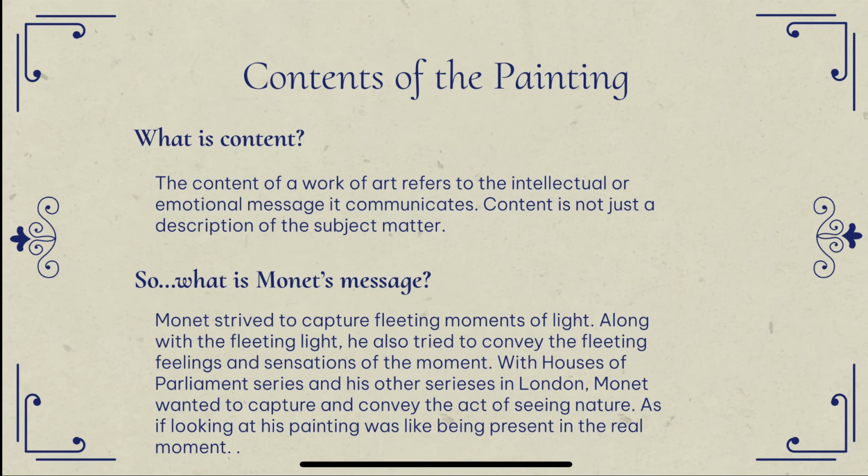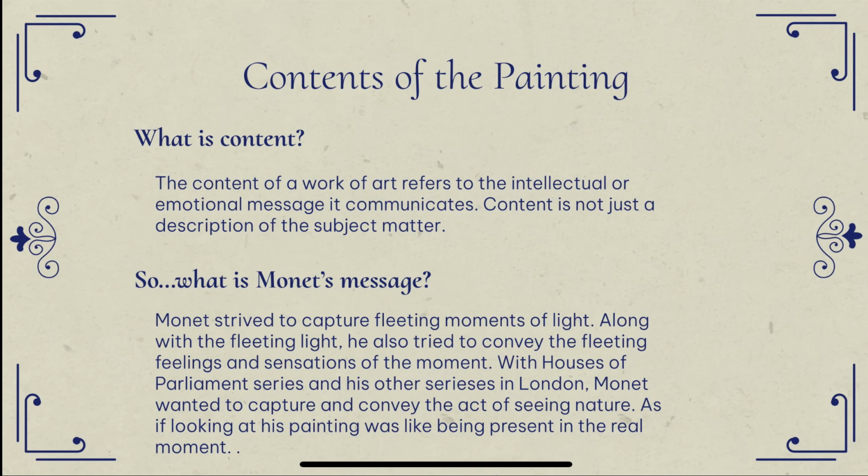So now that we know what content is, what is Monet trying to communicate through this content? Well, we know that Monet strives to capture fleeting moments of light, but he also, along with this fleeting light, tried to convey the fleeting and temporary feelings and sensations of the moment he painted. With the Houses of Parliament series and his other series in London, Monet wanted to capture and convey the act of seeing nature, as if looking at his painting was like being present in the real moment.